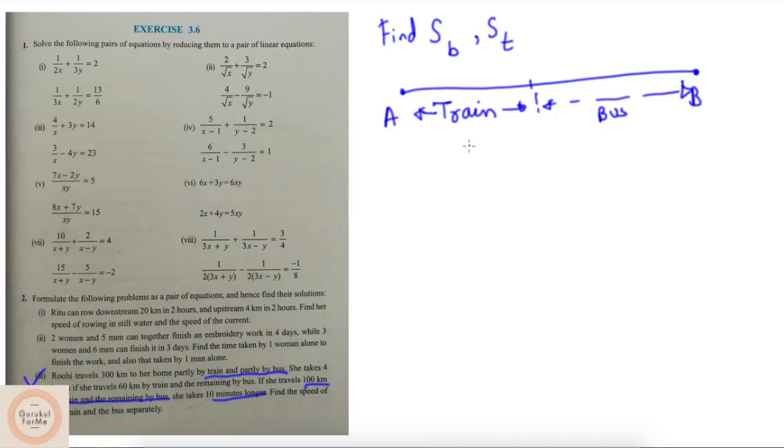If she travels 60 kilometers by train, she'll travel 60 kilometers by train. And her house is how many kilometers? It's 300 kilometers. Brilliant. So what is the distance she traveled by bus? 240 km. Brilliant. And what is the time that she takes? She takes a total of 4 hours. Okay.